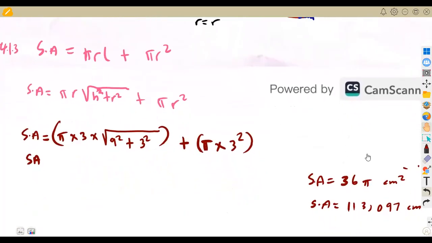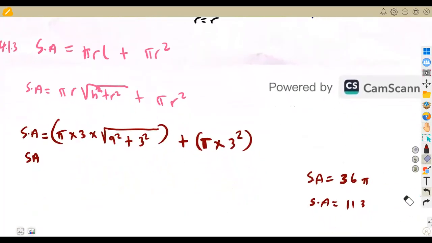So whenever you are working with your solids, consider your formulas and also understand the meaning of the formula. You must understand the meaning of the formula that you are given for that particular question.